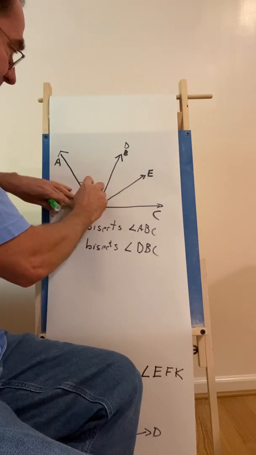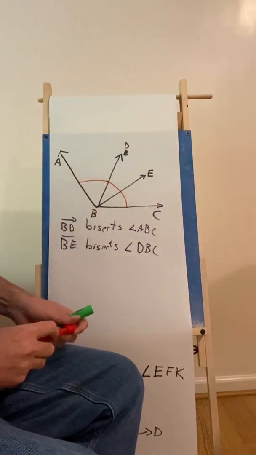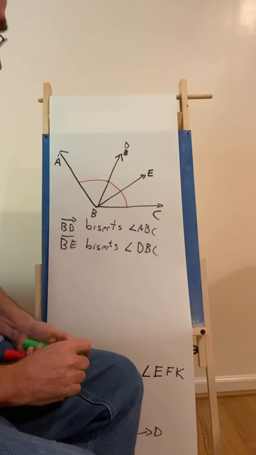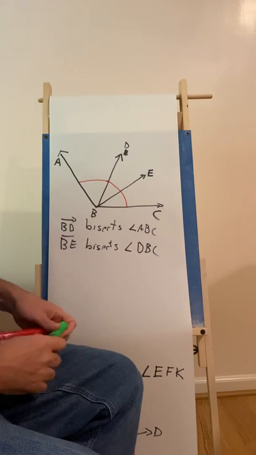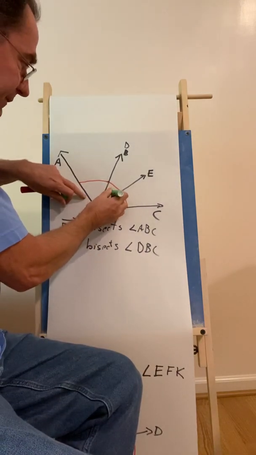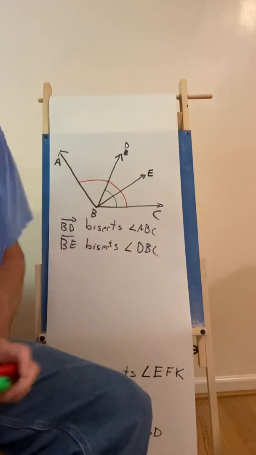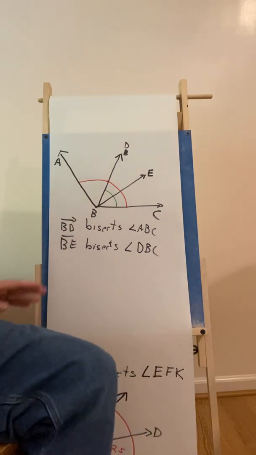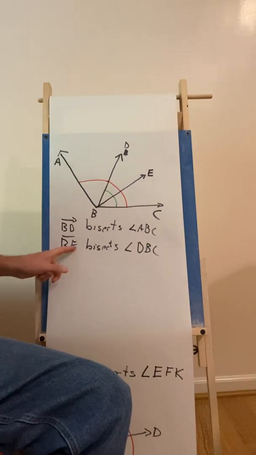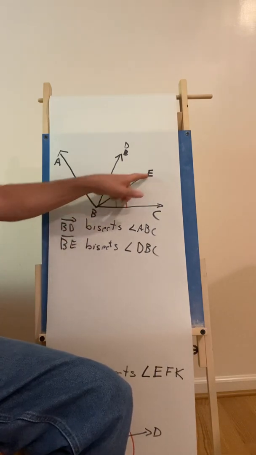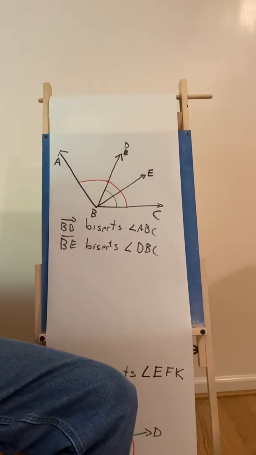So we have this half is equal to that half. And then we have BE bisects DBC. So that means this half equals that half. So if you think about what happened, the first bisector BD cut the angle in half, and then the second bisector took that half angle and cut it in half again. So we took half of a half, so to speak.